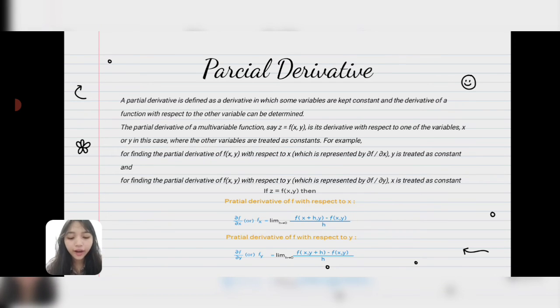Note that we do not consider all the variables as variables while doing partial differentiation. Instead, we consider only one variable as a variable at a time, and hence the name partial. The limit definition of the partial derivative looks very similar to the limit definition of the derivative. We can find the partial derivative using the following limit formula if you want.